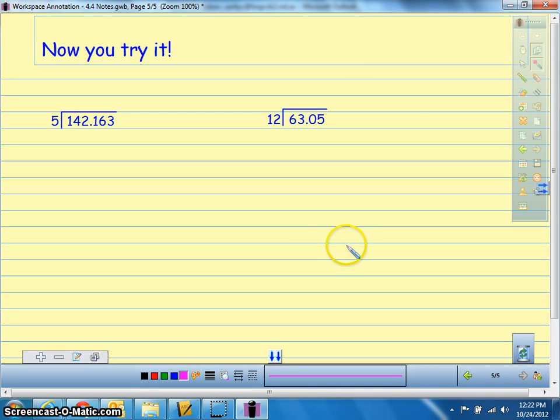Don't forget, the first thing you need to do is put the decimal straight up, and then you divide like normal.